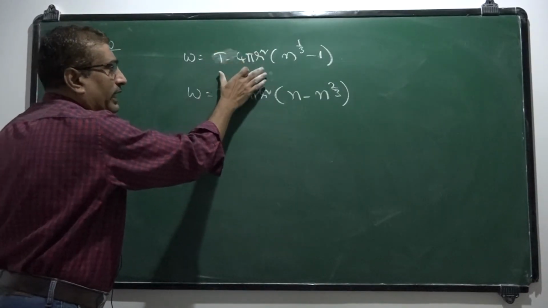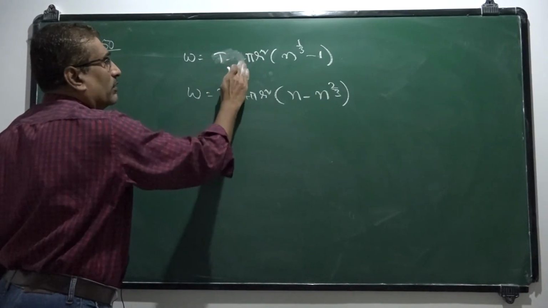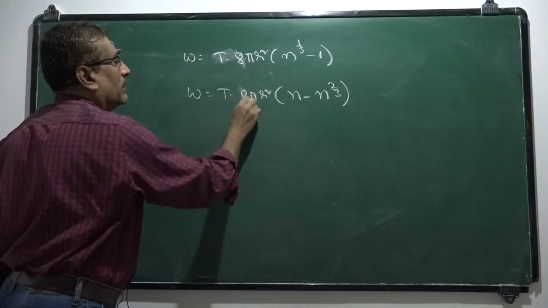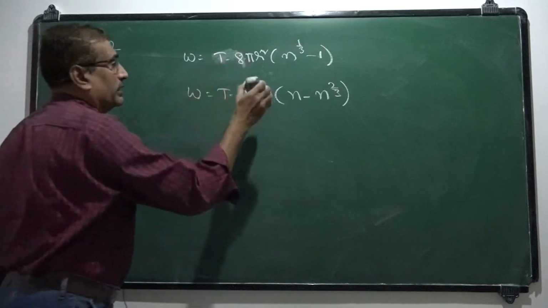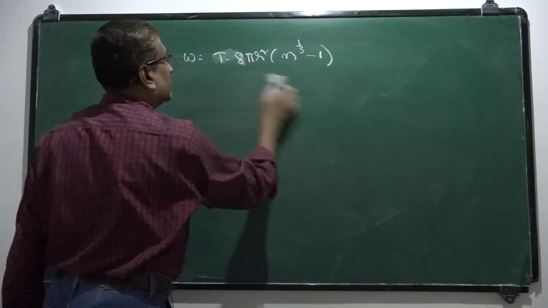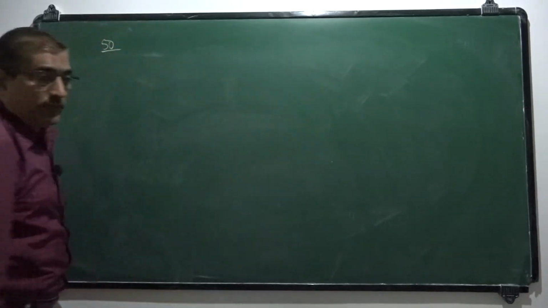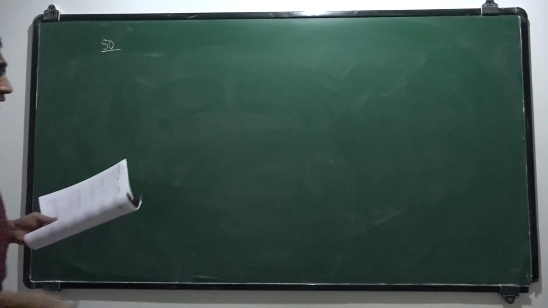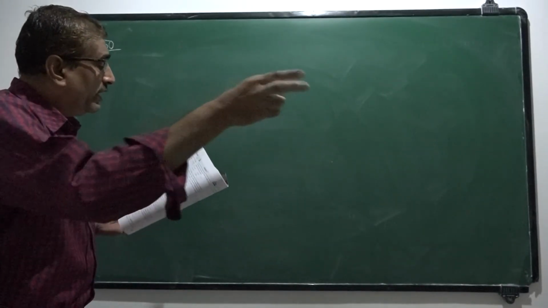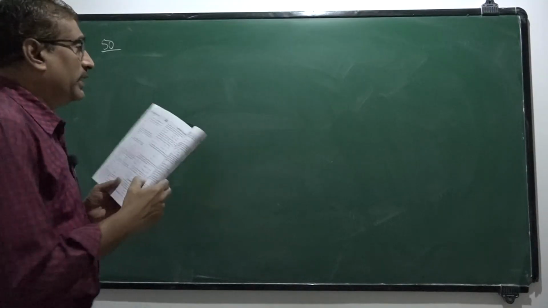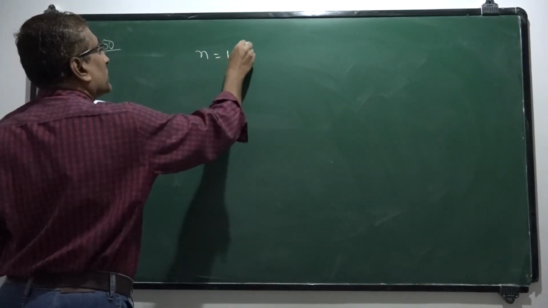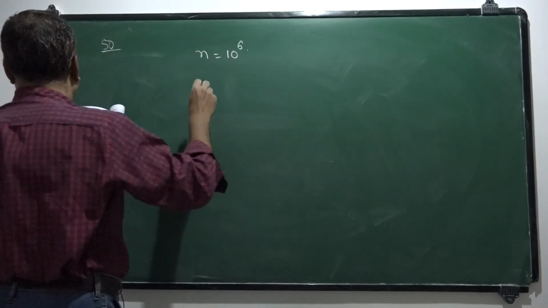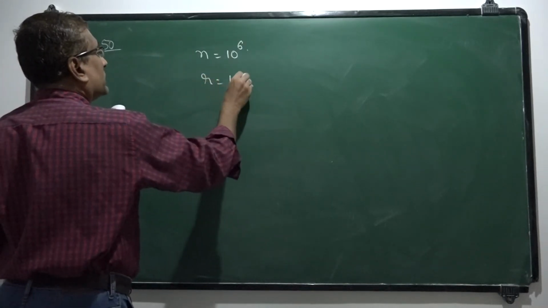For the case of bubbles, we have to take it as 8 pi r square, and here also 8 pi r square. That is the difference, so you have to remember this difference. Okay. Now in this case, a drop of radius 1 centimeter is sprayed into 10 to the power 6 drops. That means here the number of drops is 10 to the power 6, and each drop radius is 1 centimeter.